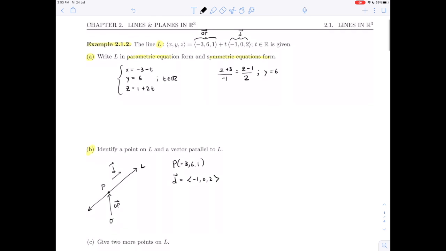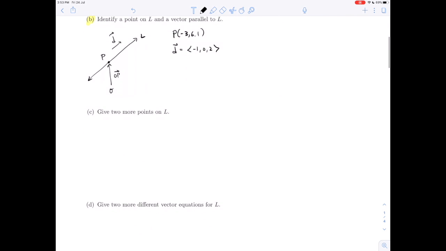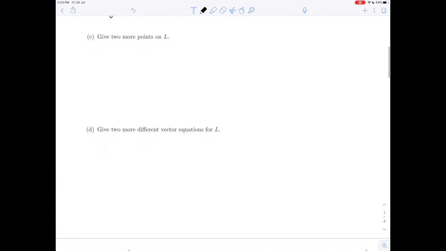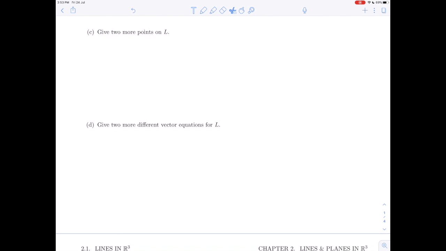Now the next part, C here, asks us to give 2 more points on L. So let's just remind ourselves of what the equation of L was. To give 2 more points on L, we have to remember that this here was the position vector of any other point. And this is the position vector of any point on L. And so what we have to do is just choose values for this parameter t to find some more points. So let's let t be equal to 1.